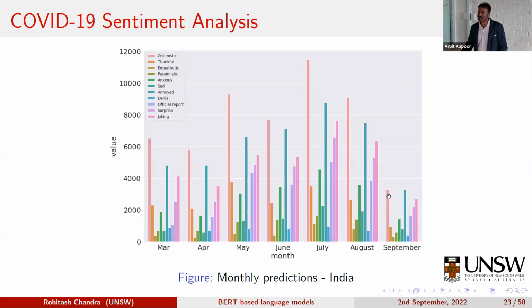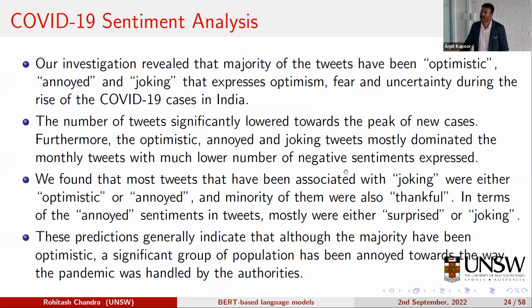And afterwards, they were quite optimistic in July, and you see, now in September, the peak was reached, so they didn't need any more optimism, I guess. The optimism and the sad tweets are very close here. Joking is quite close as well. So those were some of the main things that were expressed, which I am summarizing here as well.